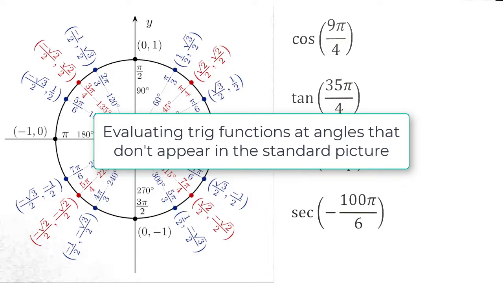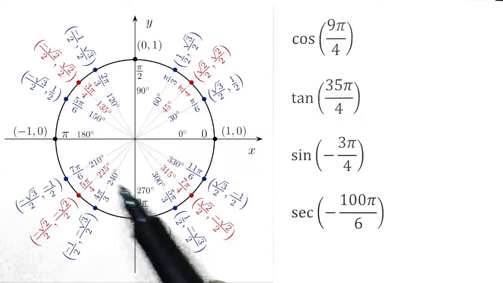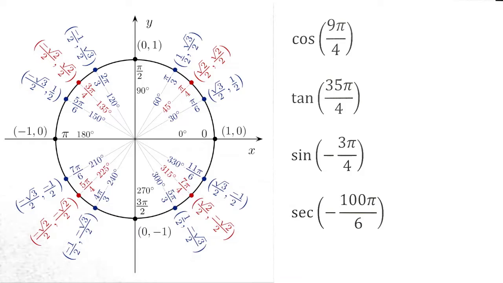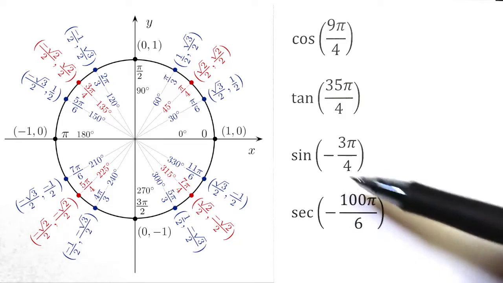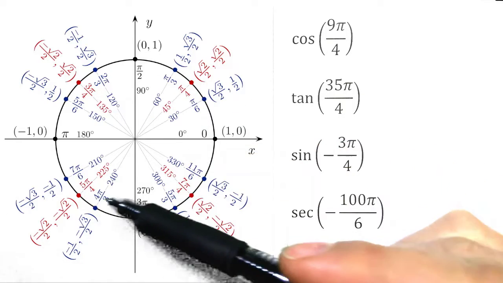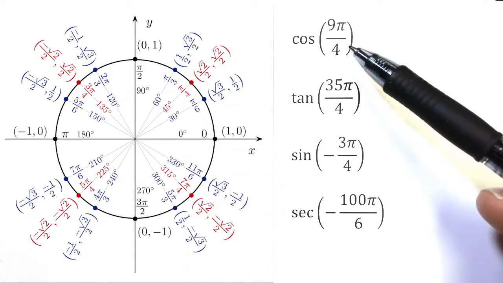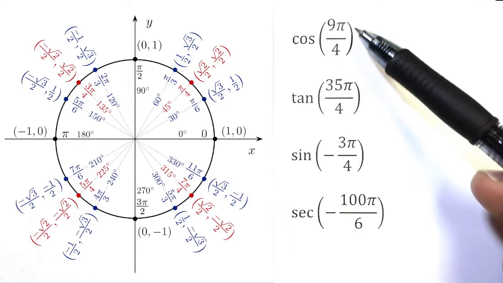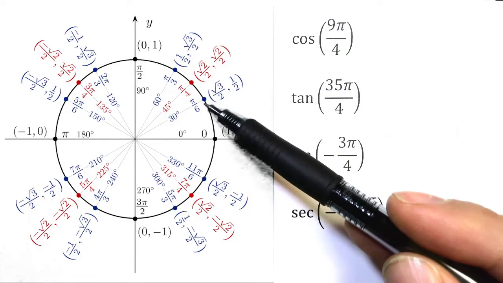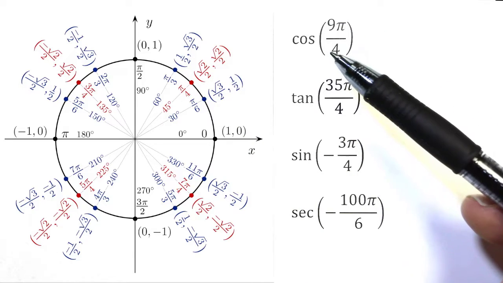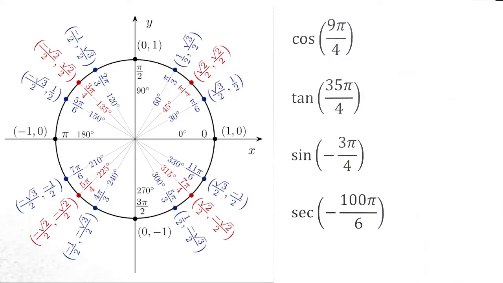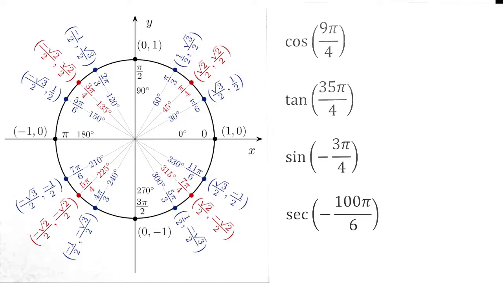In this video, we're going to talk about how to evaluate trig functions at angles that don't appear in the standard picture of the unit circle. So you'll notice that all of the angles that we have to evaluate at here are not labeled over here. But that doesn't mean that we can't evaluate these trig functions, because these angles still correspond to points that are labeled on this unit circle. We just have to find out where those points are. Okay, so let's see how to do that.